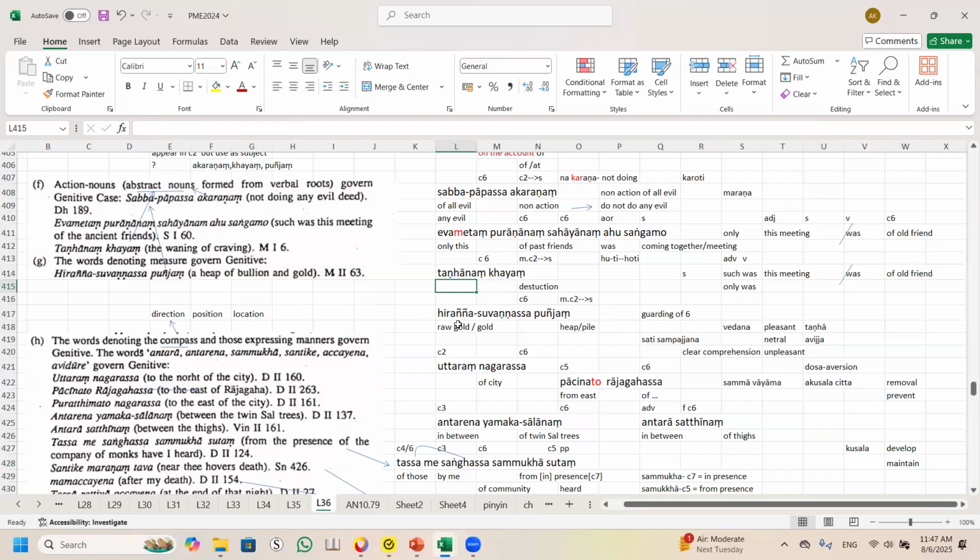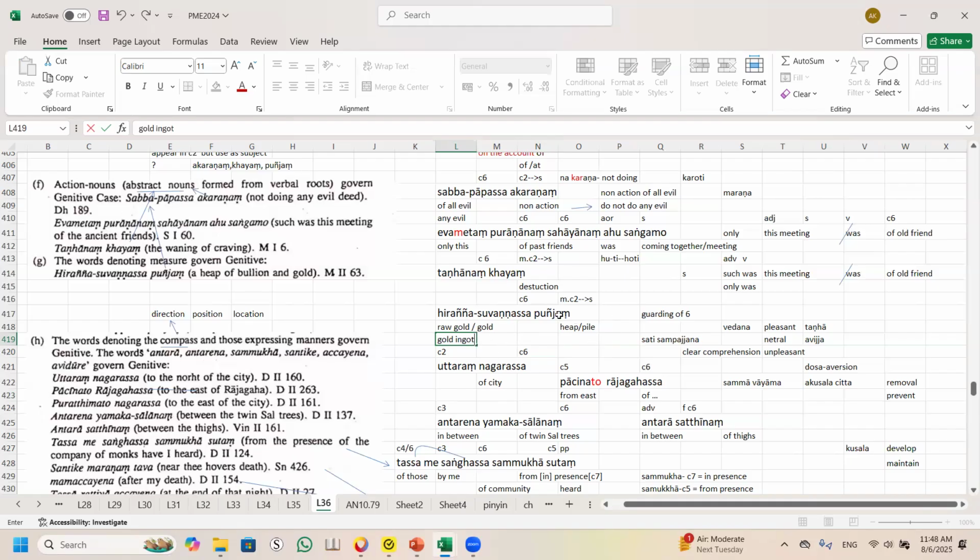We go to this part. Hiranya, okay. Suvanna, okay. So the word here, Hiranya, the book here says wooden. The dictionary says it is raw gold. Probably a gold ingot. Gold ingot means one piece that hasn't been turned into jewelry yet.